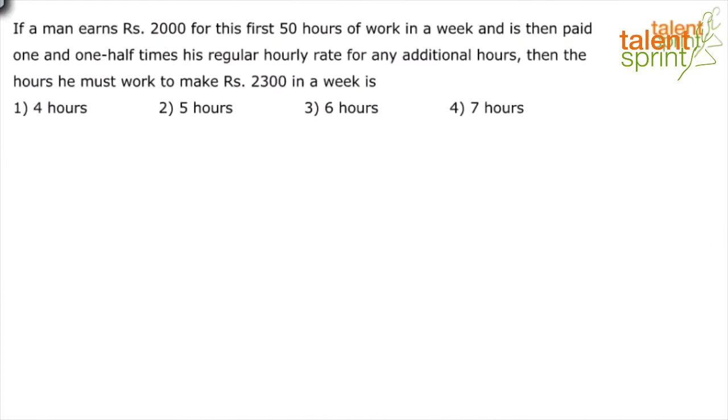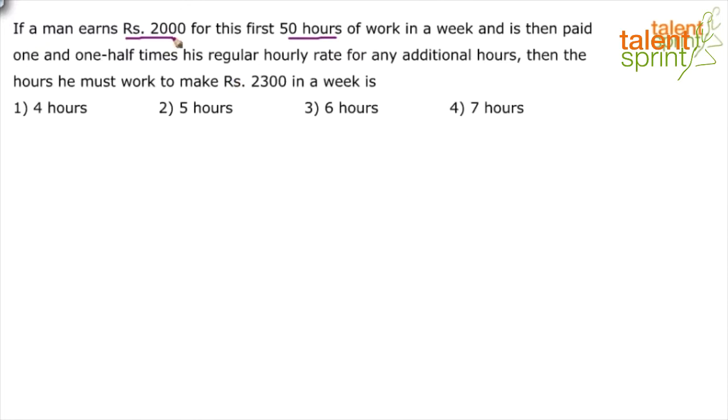Here's the next one. This is from time and work. If a man earns rupees 2,000 for the first 50 hours of work in a week and is then paid 1.5 times his regular hourly rate for any additional hours, then the number of hours he must work to make rupees 2,300 in a week is. Now, it's actually related to time and work, but it is based on simple formation of equations.